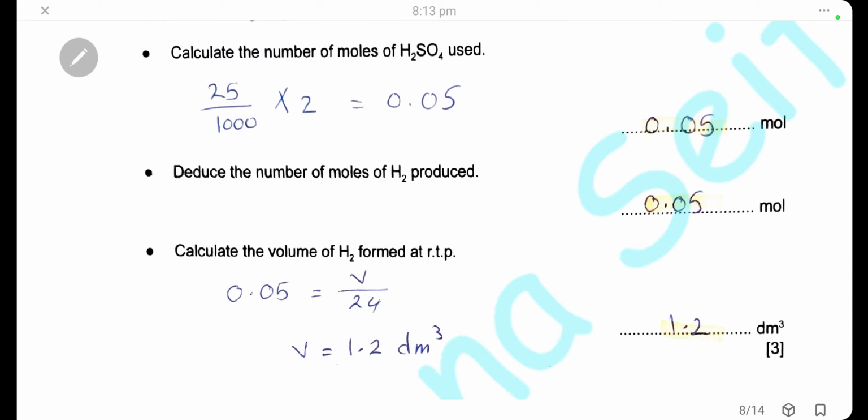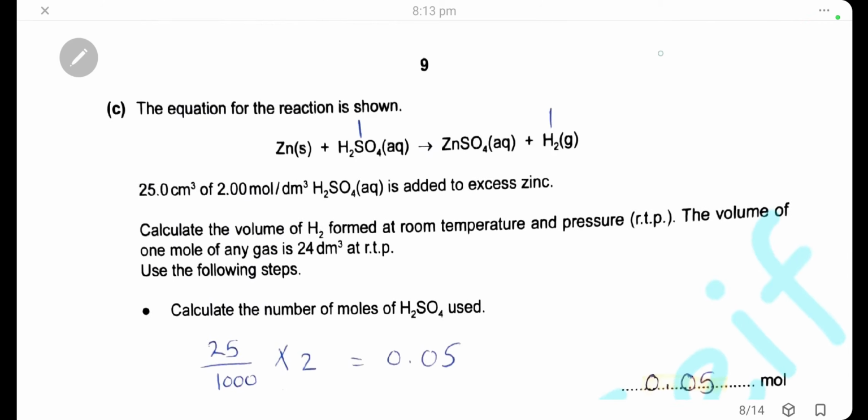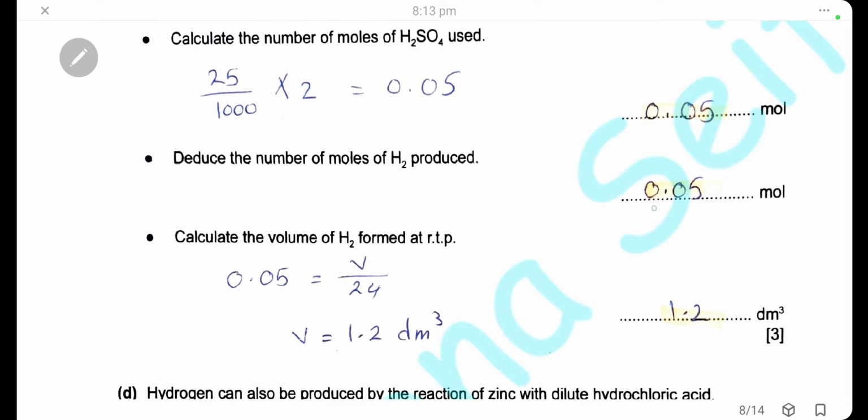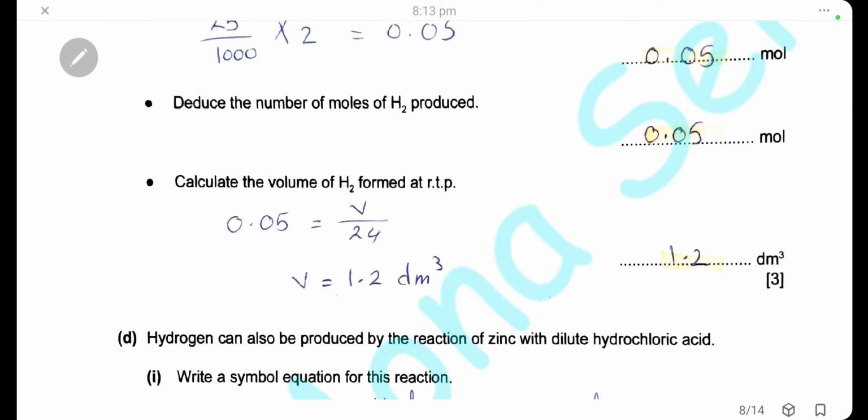Then for the number of moles of hydrogen gas produced, we will refer back to the equation. The ratio between the number of moles of sulfuric acid to the number of moles of hydrogen is 1 to 1. That means the number of moles of hydrogen is equal to the number of moles of sulfuric acid, so it will also be 0.05. Calculate the volume of hydrogen gas formed at room temperature and pressure from the formula. Number of moles equals volume divided by 24, so the volume will be 0.05 times 24, which is 1.2 dm³. This is the volume of hydrogen gas produced.